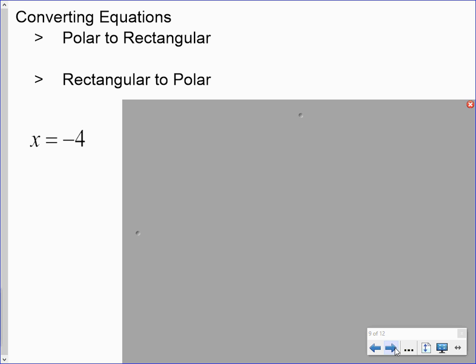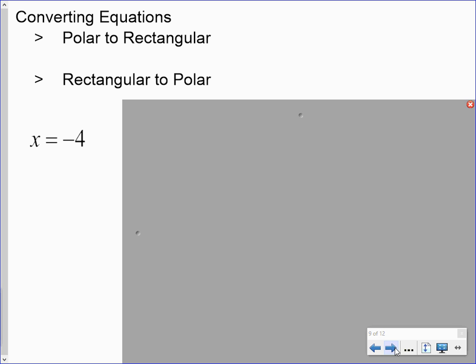Okay, so polar to rectangular and rectangular to polar. Those are the two ways we can go. Now, obviously, you'll be able to tell which equation you're working with. Does it have r's and thetas to start with? Then you're going from polar to rectangular. Or does it have x's and y's to start with? Then you're going into polar. I'll say rectangular to polar is probably the easier of the two.